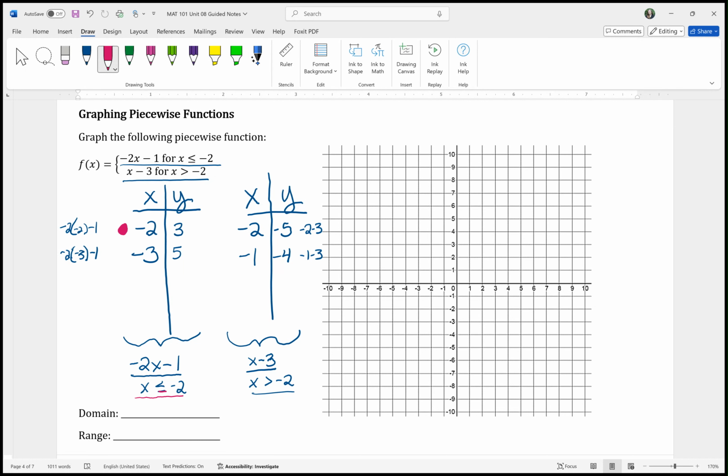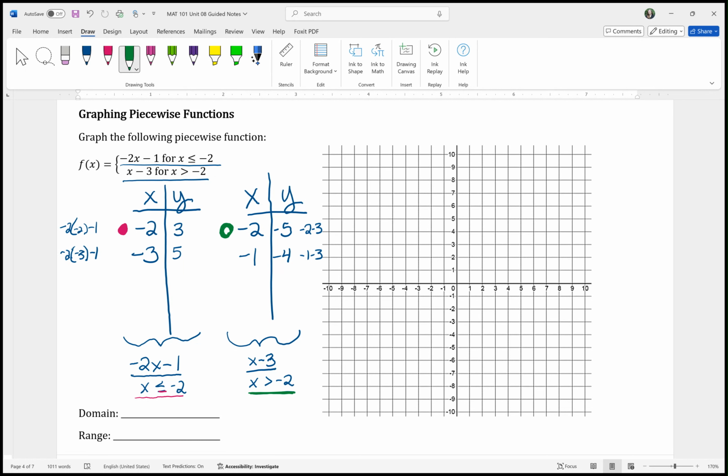Let's look at the other one. The other one is saying x greater than negative 2. That is not equal to. So that means that on the graph we have an open circle. And this is how we're handling it not actually being negative 2. We do need to know where to put that open circle, and that is why you plug in there even though it's not part of the domain.